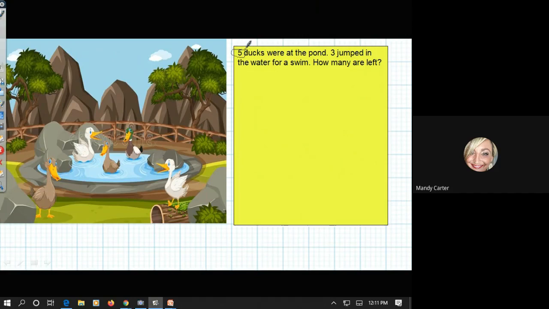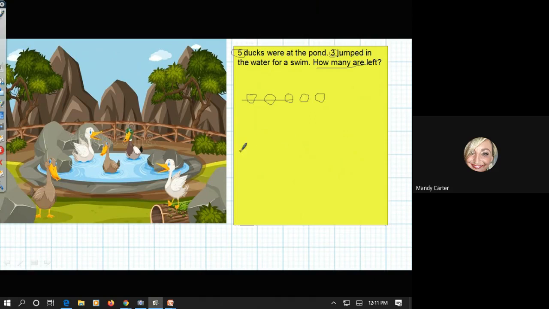We have 5 ducks and 3 jump in. How many are left? So let's use our circle drawings to represent those ducks. There's 1, 2, 3, 4, 5, and 3 jump in. So we're going to strike through 1, 2, 3. And this tells us how many are left.